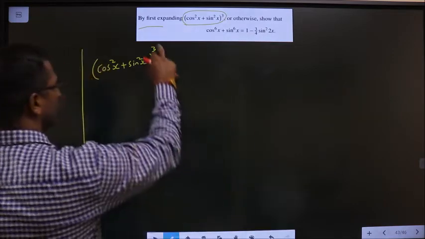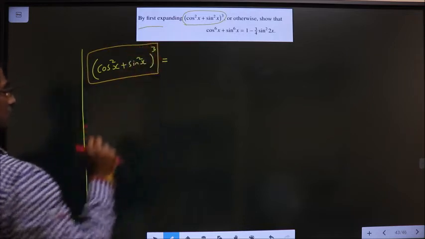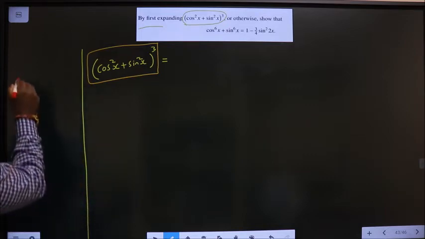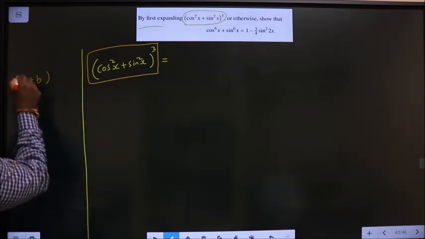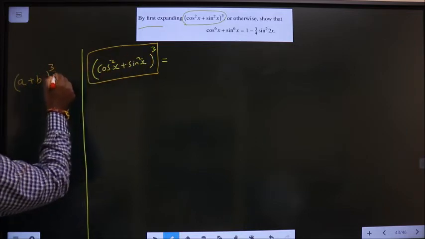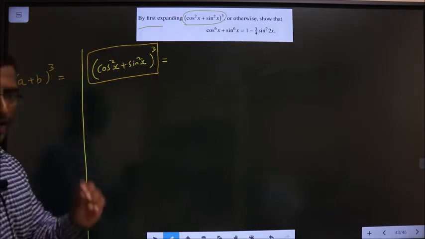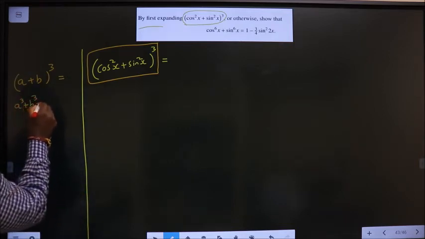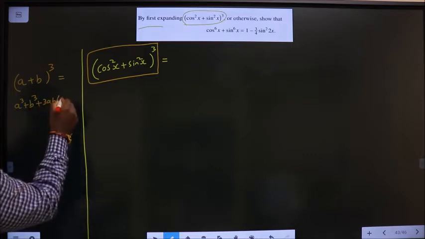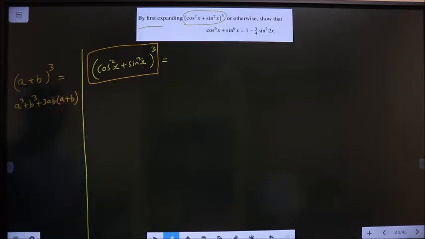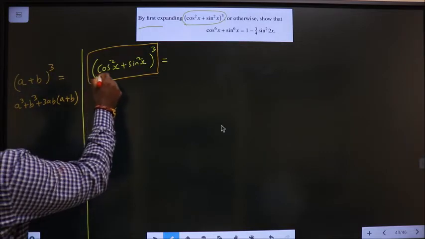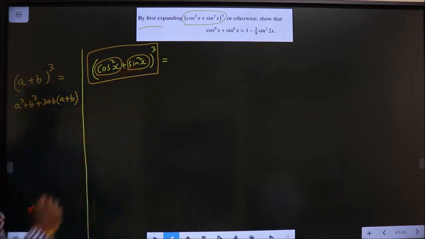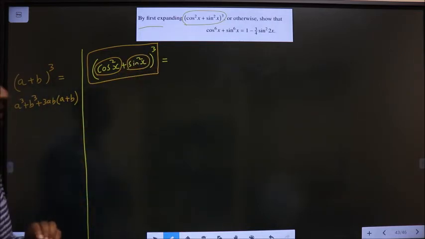Now, how do I expand this is the question. To expand it, we should make use of the formula (a + b)³. The formula is a³ + b³ + 3ab(a + b). In place of a, it is cos²x, and in place of b, it is sin²x. So let us expand it.